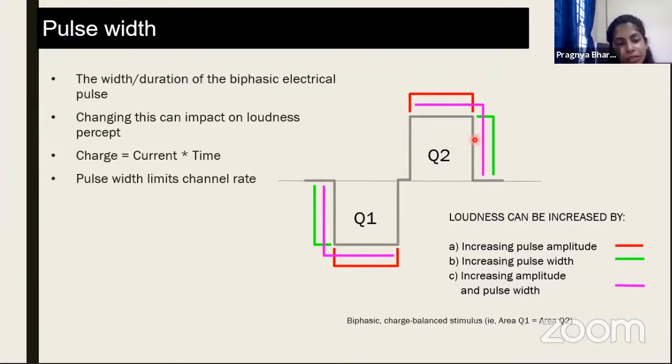Pulse width, as described earlier, is basically the duration of each of the biphasic electrical pulse. As the pulse width increases, the amount of current delivered for that particular duration gets multiplied and the overall charge increases. So increasing the pulse width can give us louder perceptions. But again, the pulse width that we use is limited by the channel rate. Again, we have to use a trade-off between the adequate amount of channel rate that we use and the pulse width that we use.